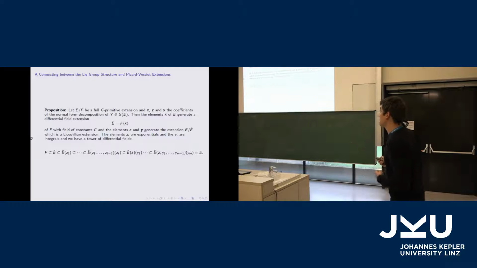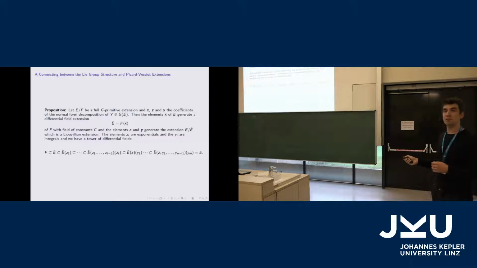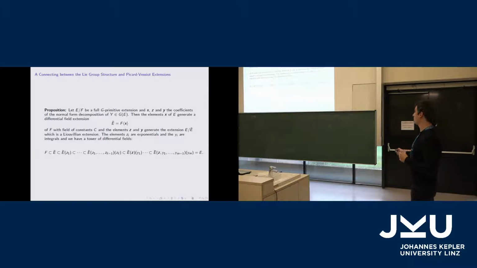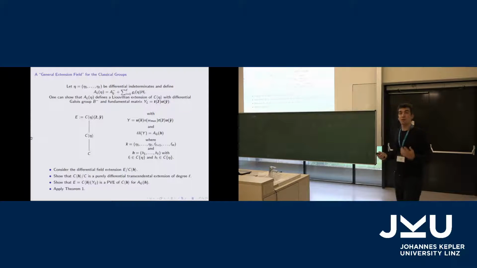All right, so this is the statement, what I really just said. You can be a little bit more precise. The Z_i generate an exponential, they are exponentials, and the elements Y_i are integrals. All right, so that's a nice connection. And having this now in mind, how are we going to construct our general extension field for the classical groups? Well, it should somehow reflect the structure we have seen right now.